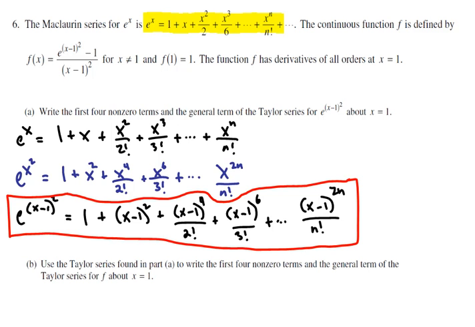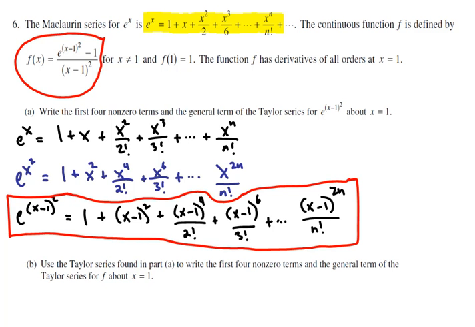And the next thing we want to do in part B is to use the Taylor series that we found in part A to write the first four non-zero terms and the general term for the Taylor series for f about x equals 1. And remember that f is this e to the x minus 1 quantity squared minus 1 over x minus 1 squared.